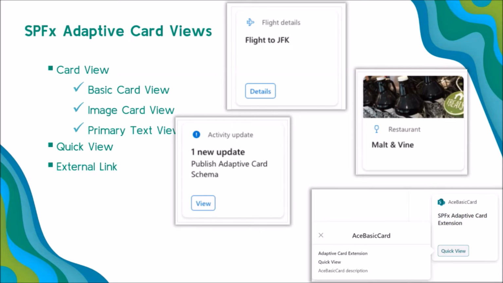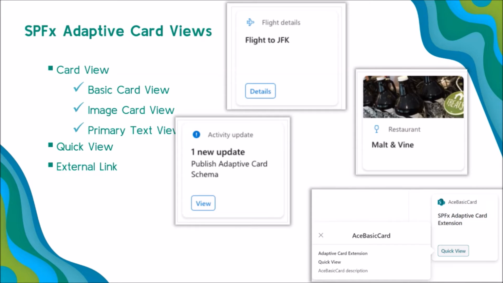Now understand, whenever we are using an adaptive card extension, we think about the basic card, image card, and primary view card. That's nothing but a template we need to use from your SharePoint SPFx. I'll show you multiple templates. In the template itself we can have a basic card and a quick view. Whatever you prefer, you can bring in, and I'll show you how to use it.